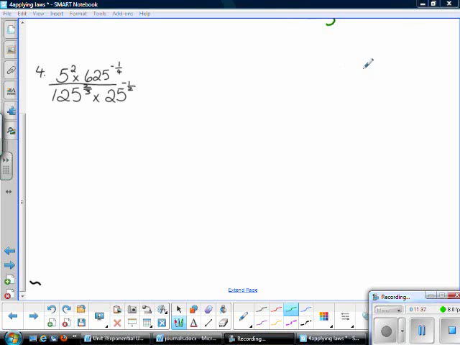Okay, we have 5 squared, we're going to leave it alone. We have 625, and it's to the power of 1/4. So that means we're looking at a number to the power of 4 equals 625. And hopefully you recognize that that would be 5.